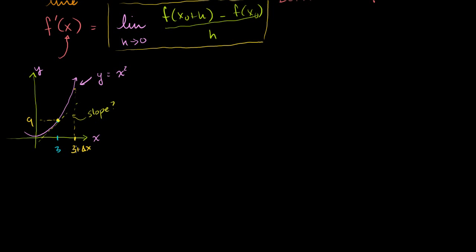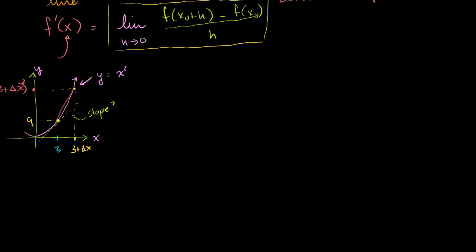Well, here our x is 3 plus delta x. It's the same thing as x naught plus h. I could have called this 3 plus h just as easily. So it's 3 plus delta x up there. So what's the y value going to be? Well, whatever the x value is, it's on the curve, so it's going to be that squared. So this is going to be the point (3 plus delta x, (3 plus delta x) squared). So let's figure out the slope of this secant line.